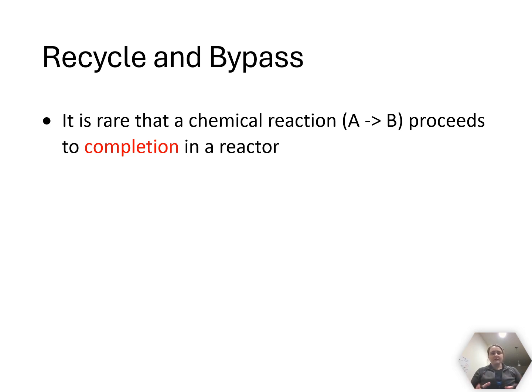All right, so our last new topic when we're looking at multi-units is looking at what we call recycle and bypass. And these are two very, very critical types of ways of manipulating flows, especially as environmental engineers.